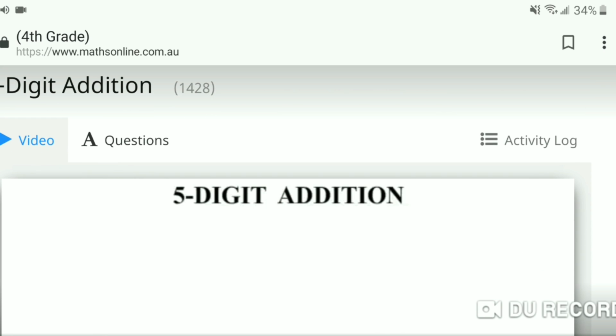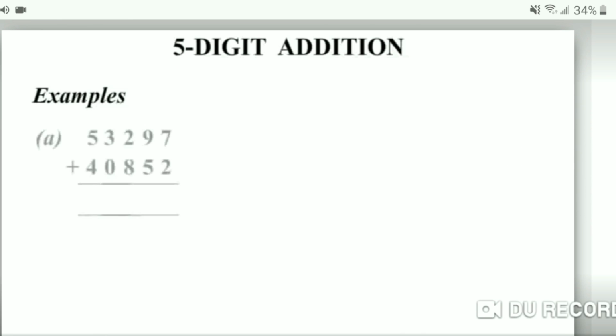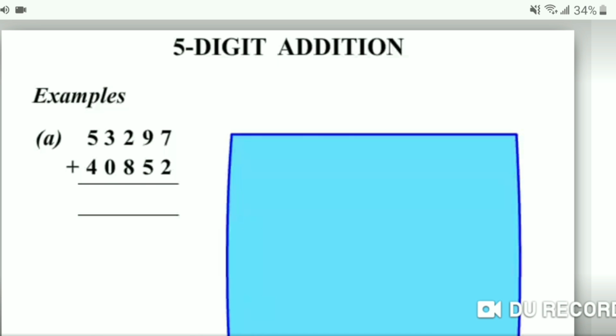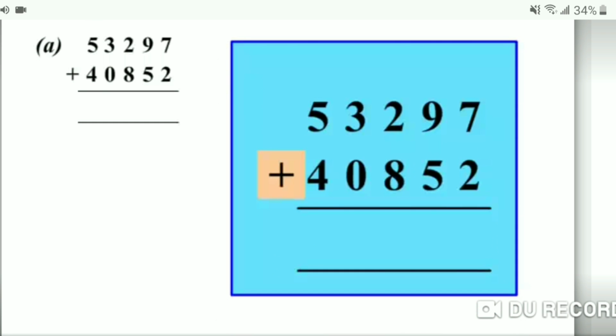It will start with a video. In this lesson, we're looking at 5-digit addition. Examples. Part A, 53,297, and we're adding 40,852. Well, let's bring some working in space and let's rewrite the question there. Now, it is plus, okay, always identify: are we adding, subtracting, multiplying? What are we doing? Well, in this case, we're adding, okay, the plus sign there.